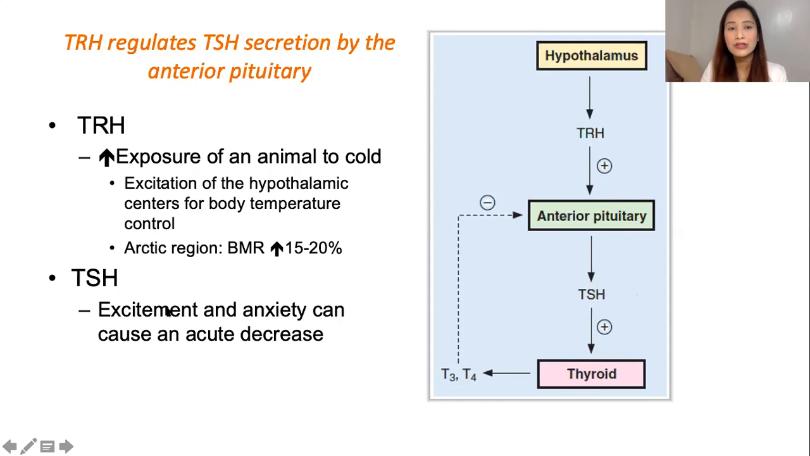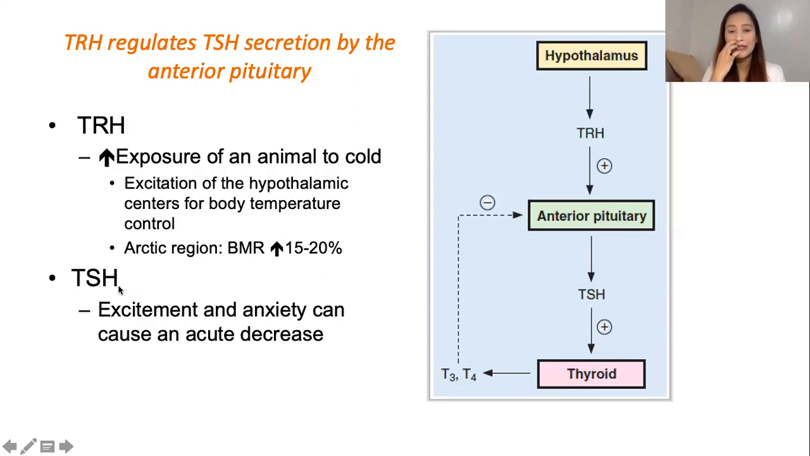So your TRH, your thyrotropin releasing hormone, regulates the TSH secretion by the anterior pituitary. When a person is exposed to a cold environment, let's say you go to Antarctica, it will increase the production of your TRH. The TRH will in turn stimulate your TSH, and your TSH will stimulate your thyroid to increase production in order to increase basal metabolic rate, to generate heat for your body, by as much as about 15 to 20%.